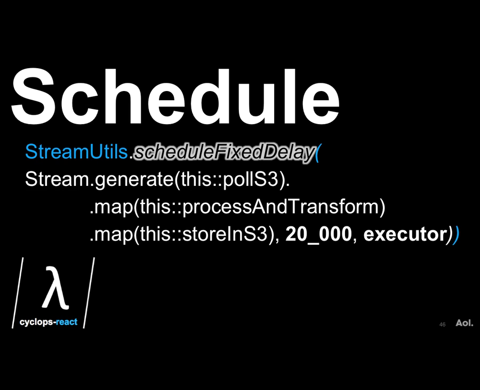It's called schedule, and scheduleFixedDelay. And so we can wrap our stream and pass it into scheduleFixedDelay along with how often we'd like to emit data from the stream, and then also a scheduled executor, so it executes asynchronously on a separate thread. In this case, emission of the next data point from the stream, where we go and we poll S3 and transform and then store back, happens every 20 seconds.